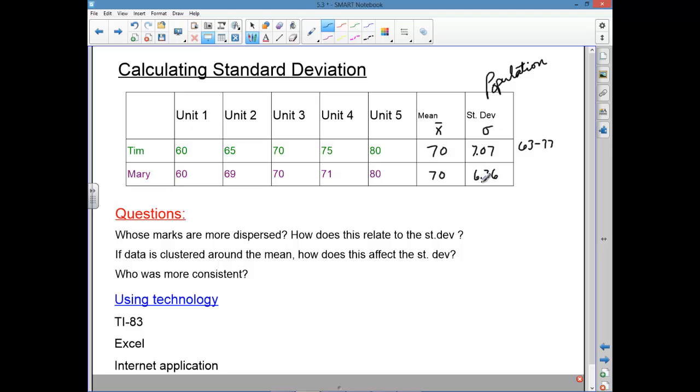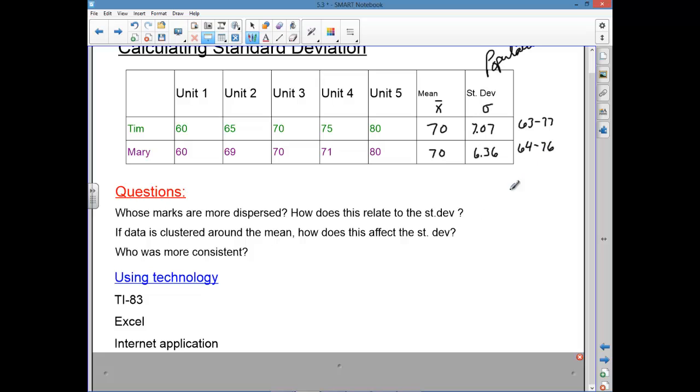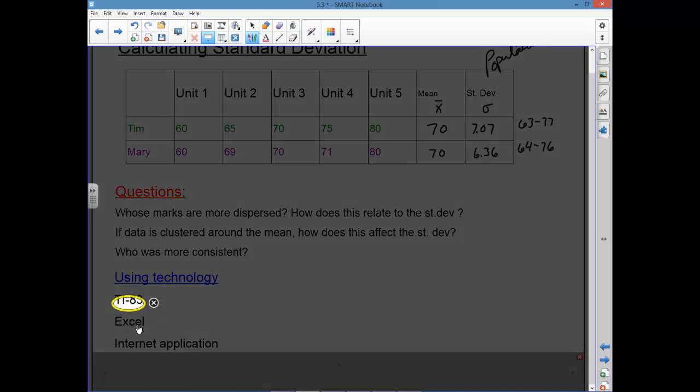If I look only, say, at the range to the nearest mark, she could range from 64 up to 76. Now we finished that using the Texas Instrument. And next we're going to focus on using Excel.